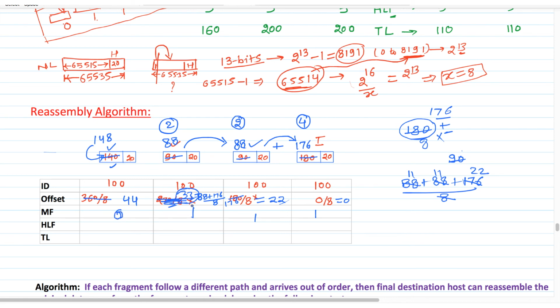Header length value will be 5 for all. It is 5, 5, 5 and 5. And total length field will be, now it is 196. Here it is 108, 108 and here 168.